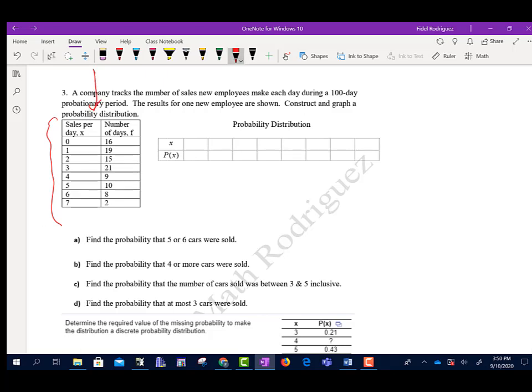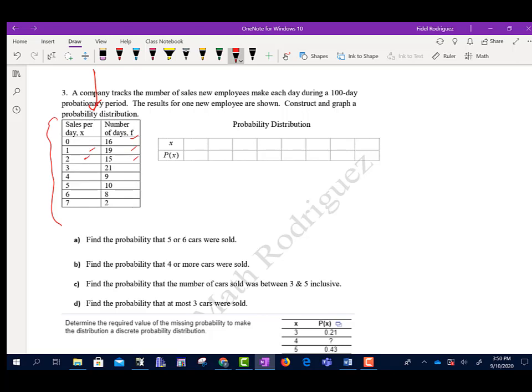The first column here is telling me the number of sales per day, okay? So if I look at that first one, 0 sales. How many days did this person make 0 sales? 16 out of those 100 days, this salesperson made 0 sales. They made 1 sale on 19 out of those 100 days. They made 2 sales on 15 of those 100 days, and so on and so forth, okay?